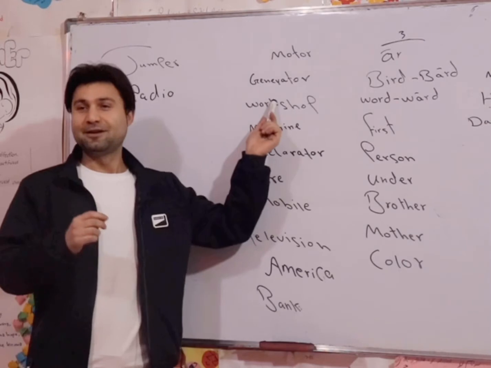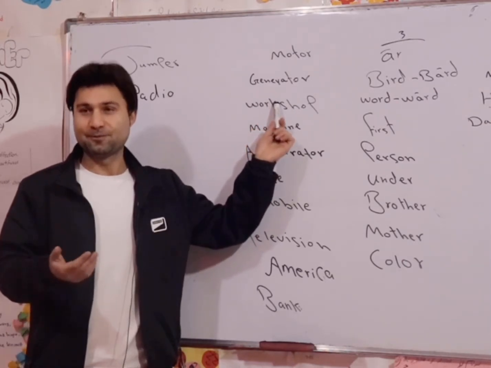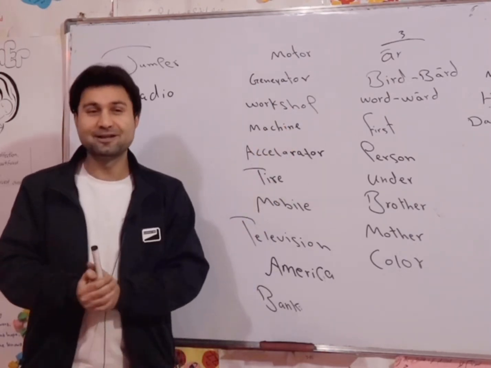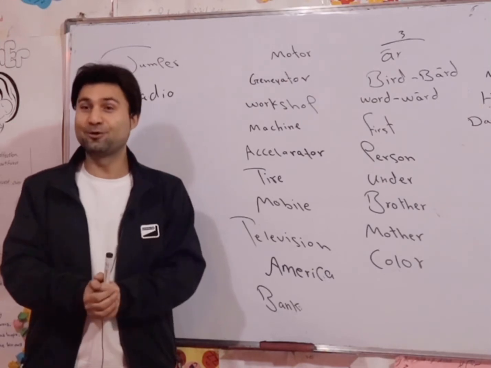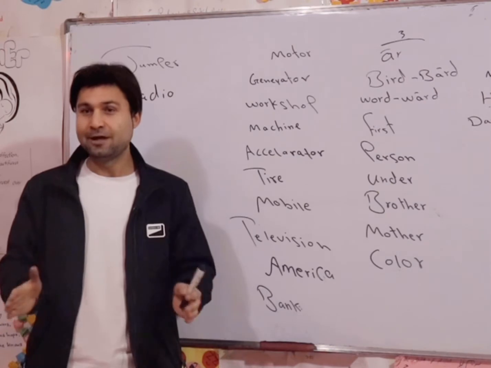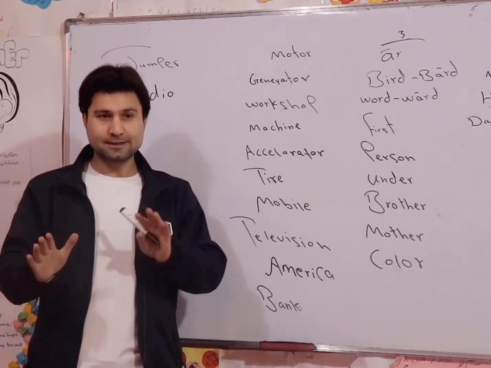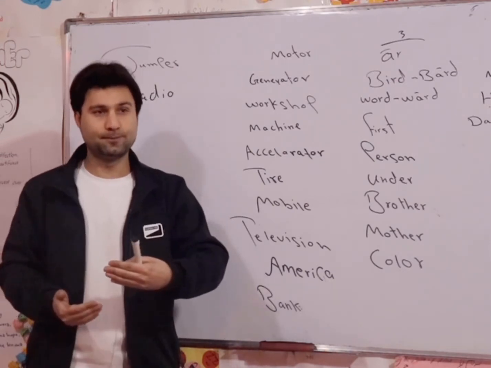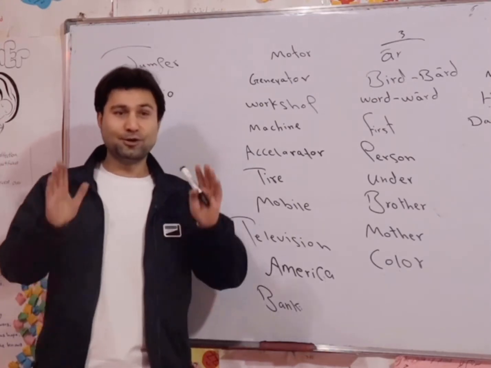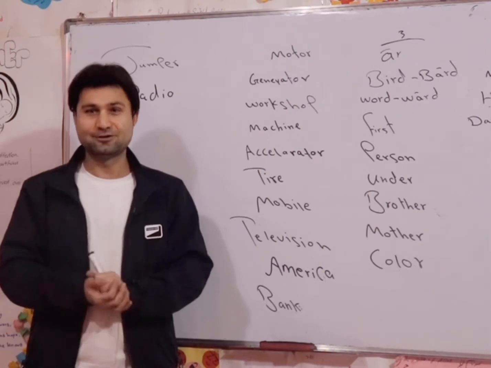Number 2. In English, we pronounce it generator. But in Persian or in Dari, we say generator. Generator means creating energy, something that creates energy. So how do you pronounce it? When you use this word in English, you need to pronounce it generator.